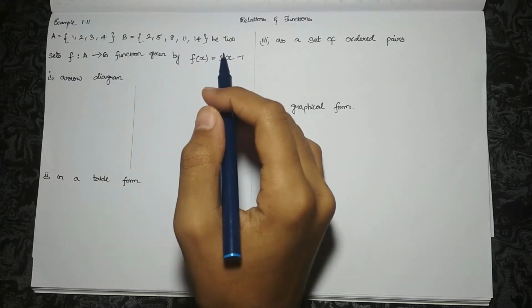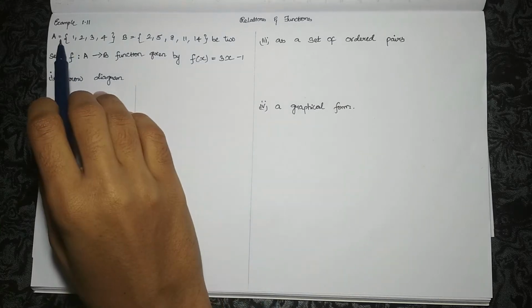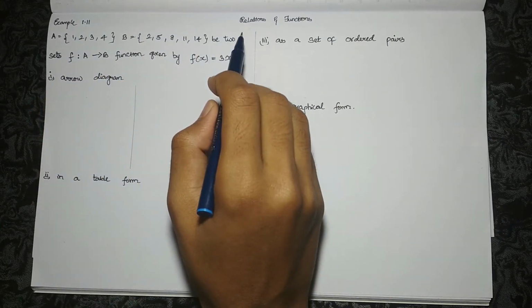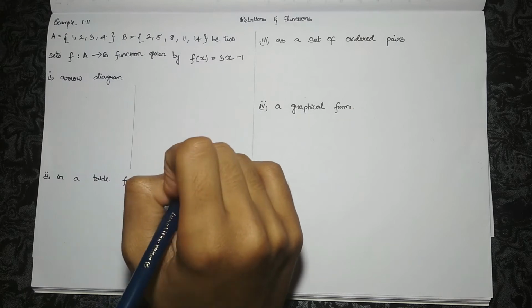In this class, we will continue our mathematical series and we will see example 1.11 from the chapter Relation and Function. So let's go into the video.